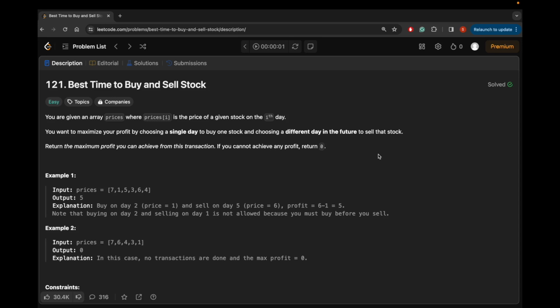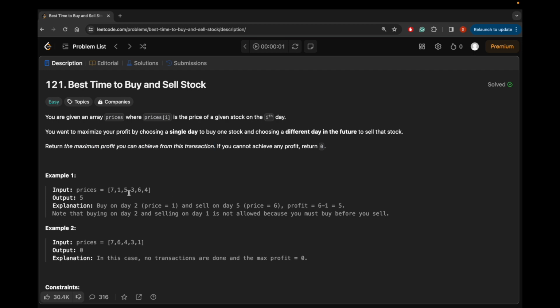Today we're doing question number 121, Best Time to Buy and Sell Stock. In this question, we have a prices array. You can consider the 7 as the price of the stock and the position as the day. So the first day the price is 7, the second day the price is 1, third day the price is 5, fourth day the price is 3, and so on. And we need to find the maximum profit you can achieve from this transaction.